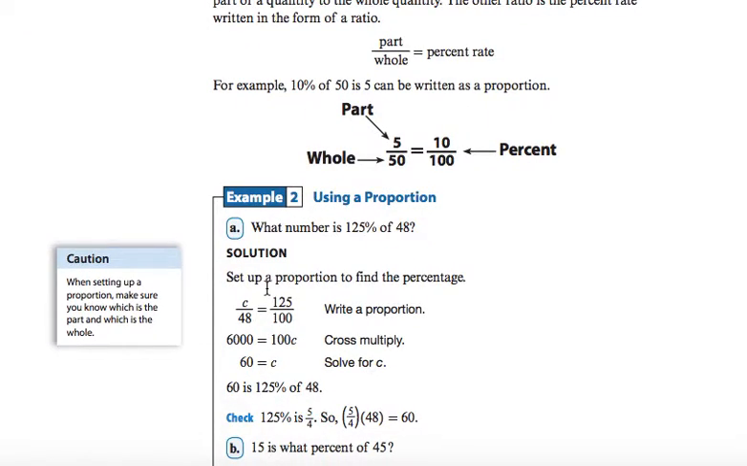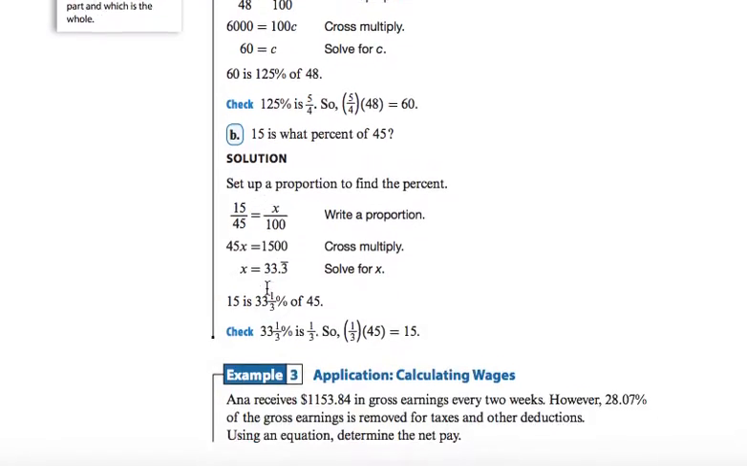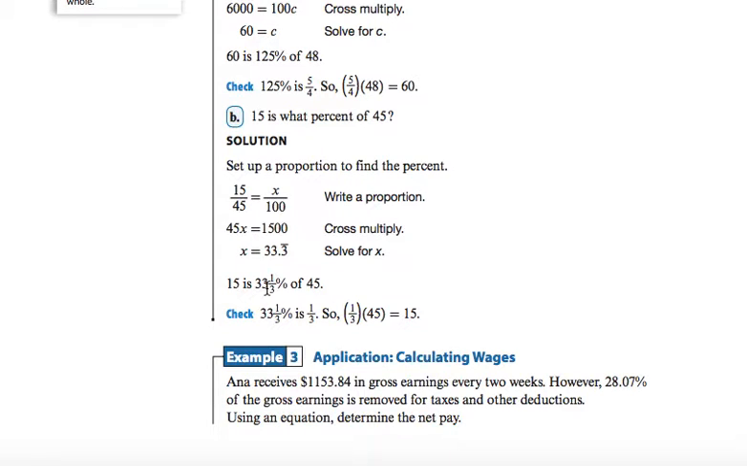Now there's two ways to solve those types of percent problems. In letter B, 15 is what percent of 45? Here we don't know the percentage, so we can write that as the missing variable in the numerator of this proportion over 100, because anything written over 100 is a percent in fraction form. We'd say 15 divided by 45 equals x over 100. Cross multiply: 45 times x, 15 times 100.